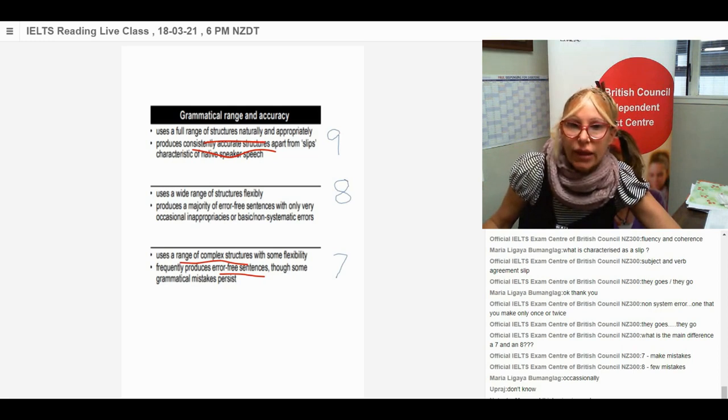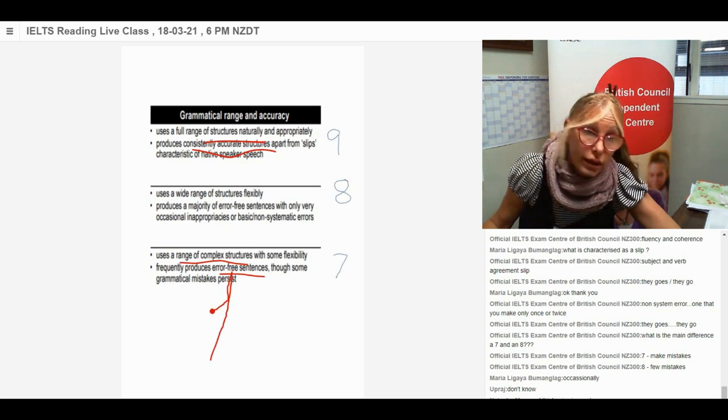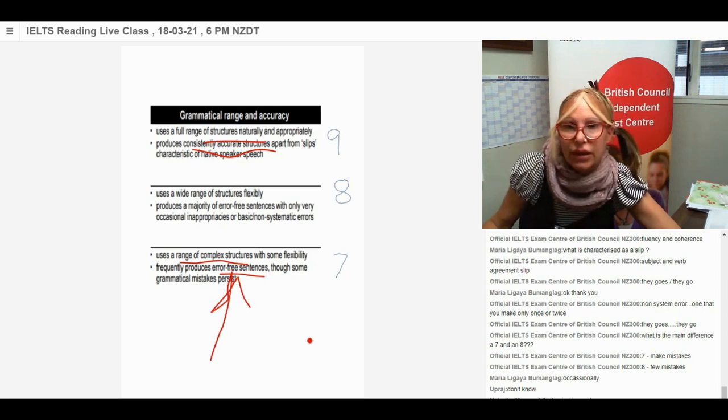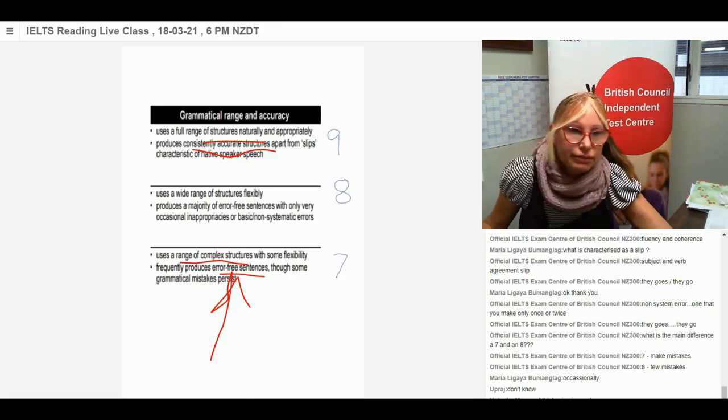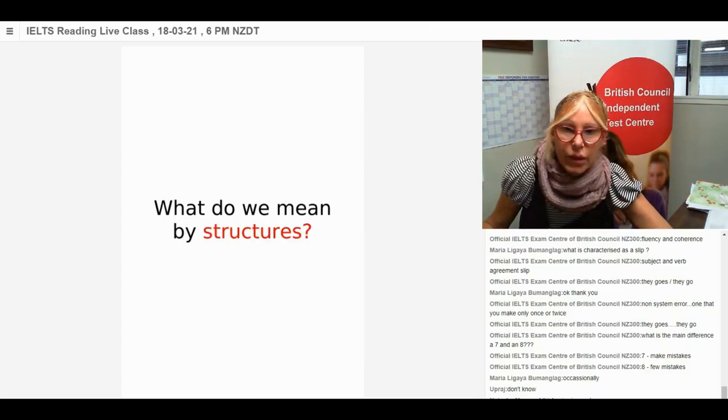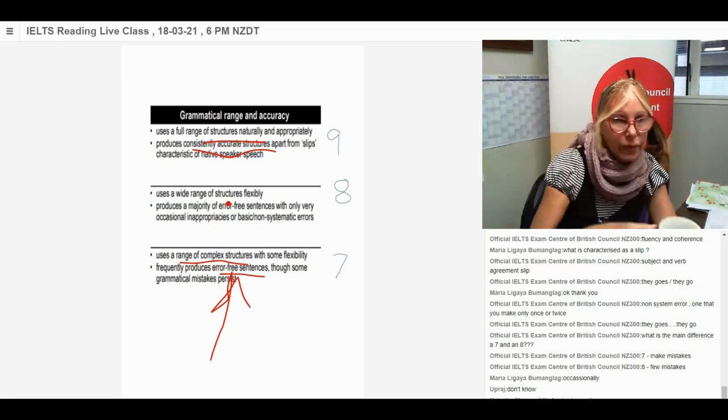Okay, so just looking here again, we've got 9. 9 is something that we never try to aspire to. 8 is something that some people are interested in trying to get. 7 is usually our medium range, right? Because most people are 7 or a 6 or a 5, and sometimes even lower. Okay. So my first question is, what do we mean by structures? What are structures? Remember, in the rubric, it talks about structures a lot. Structures. What are structures? Anybody know?